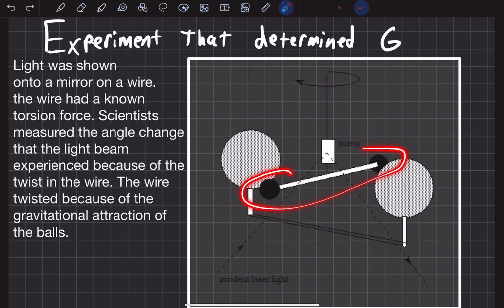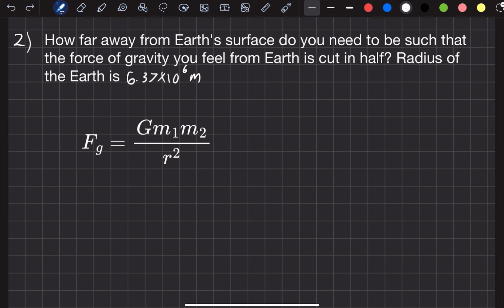And what they noticed was that this rod would twist slightly because of the presence of these giant spheres. Then they would shine a laser onto the mirror, and because the wire has twisted, the mirror would reflect the laser at an angle. They essentially measured that angle and found from that the force of the attraction between these two metal spheres. Let's do one of these problems together.